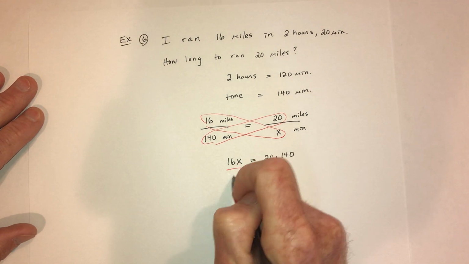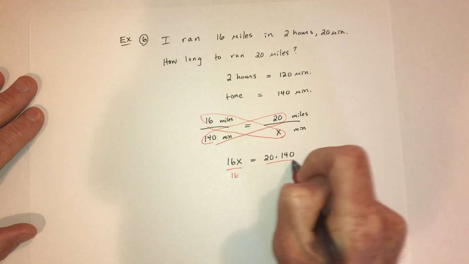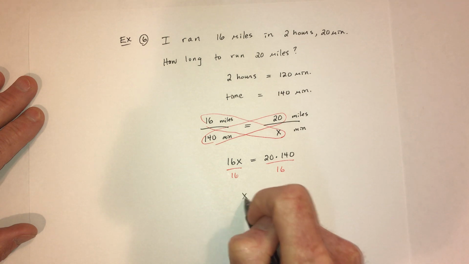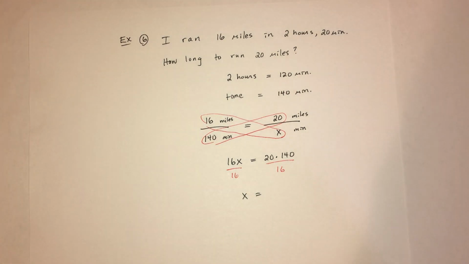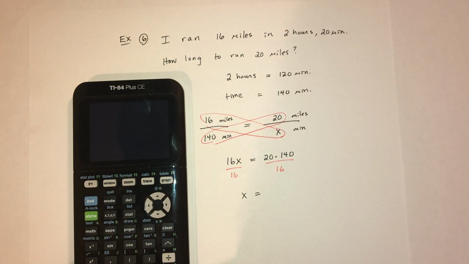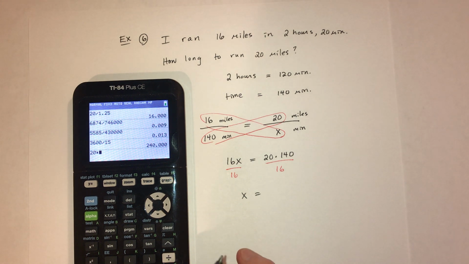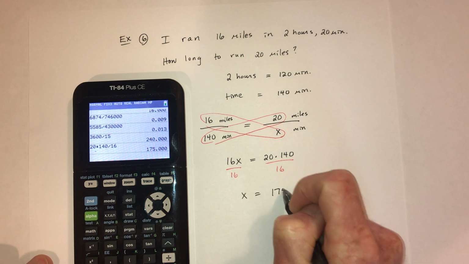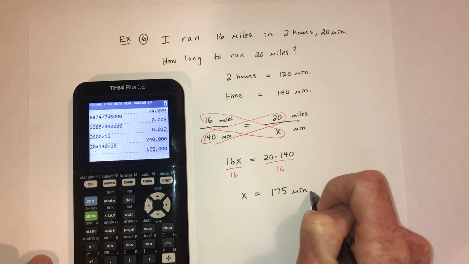And then one last step to solve for X, divide both sides by 16. And then that is going to be 20 times 140 gets divided by 16. So that would be 175 minutes.